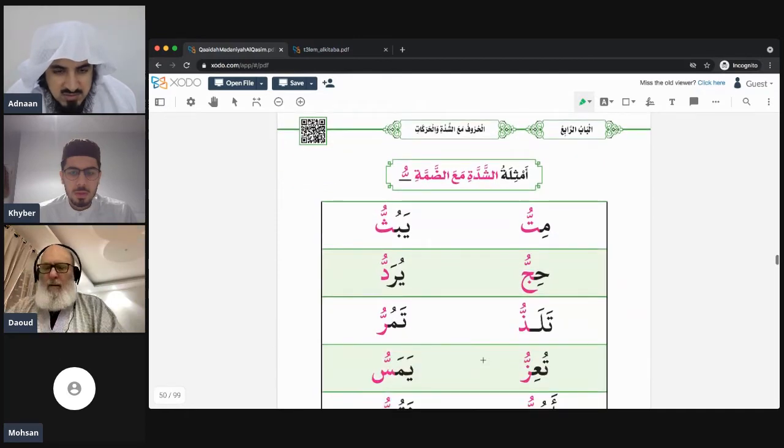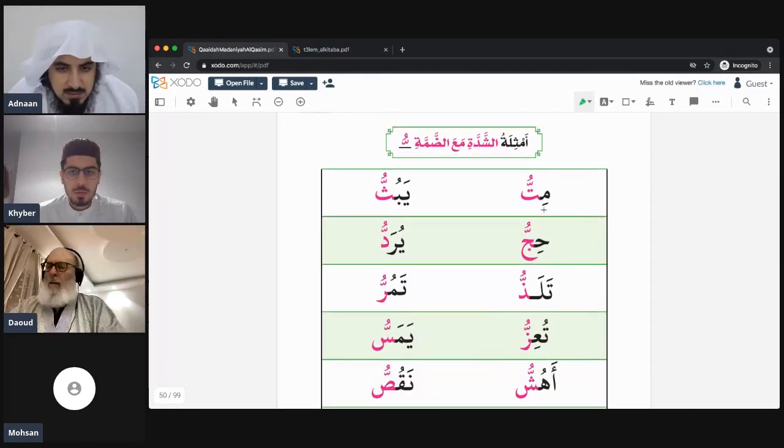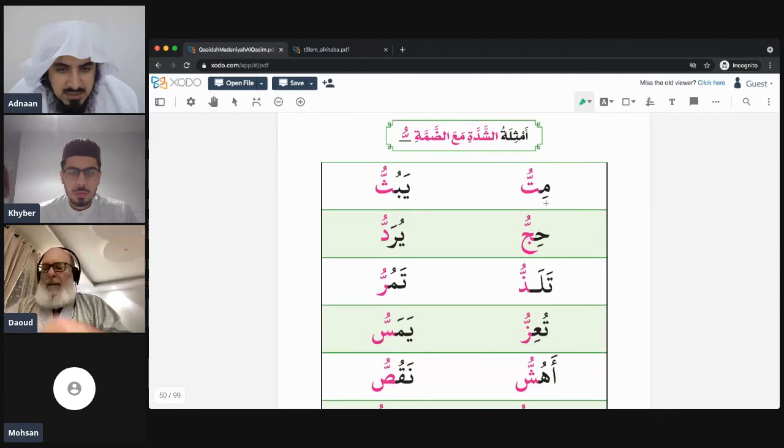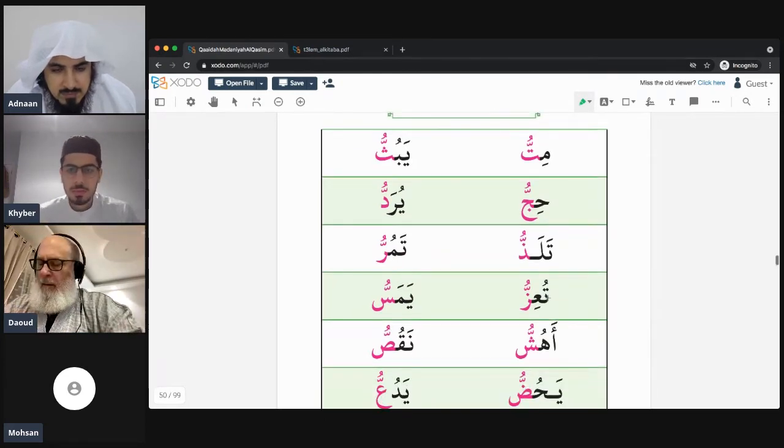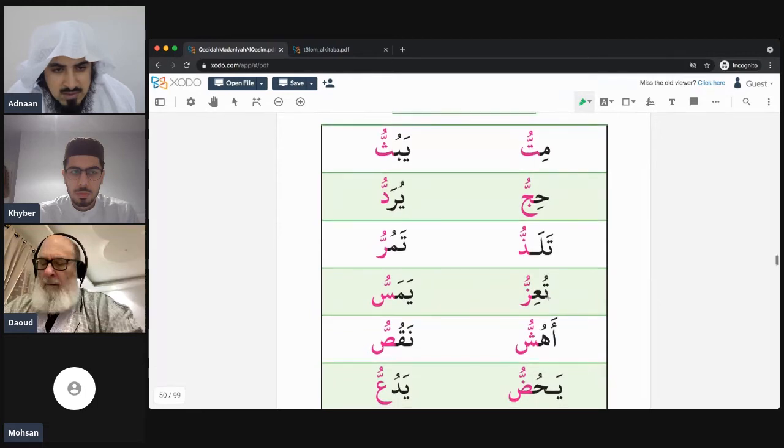Moving on to the exercise. Well done. Mi, mittu, ya, yabu, yabuthu. Ahsant. Muhsin. Ahsant, Brother Dawood.